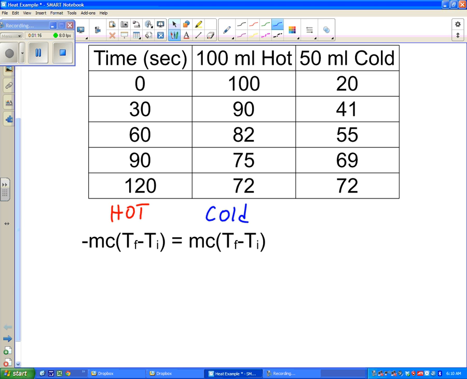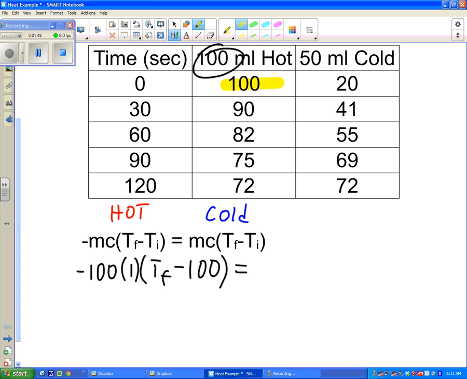And so our hot water, we had 100 milliliters. So that's our mass, negative 100. C is the specific heat. Specific heat of water is 1. The final temperature, we know it's 72 degrees, but we are solving for that. So we're going to leave that as our variable. And I need the initial temperature. The initial temperature for the hot was right here, 100 degrees.